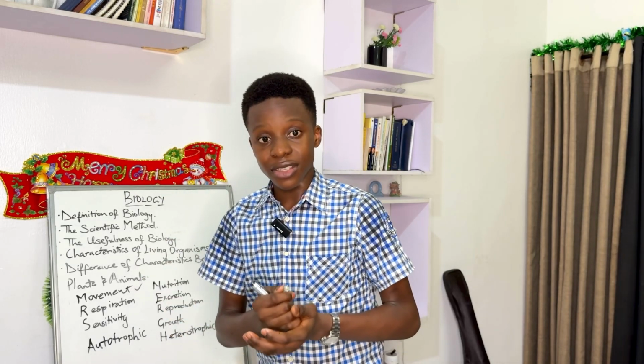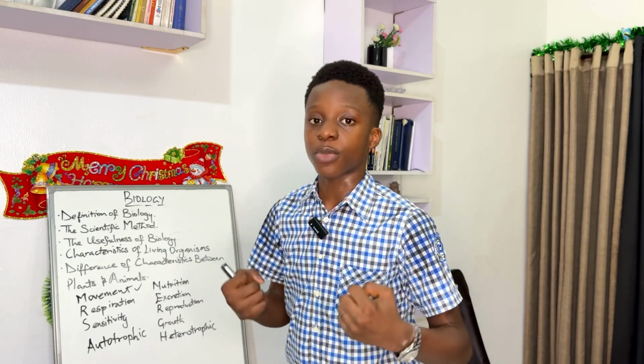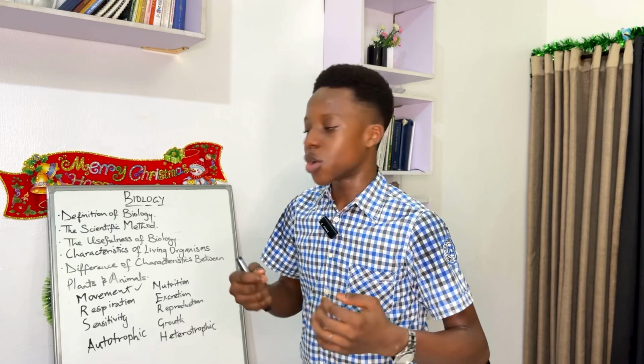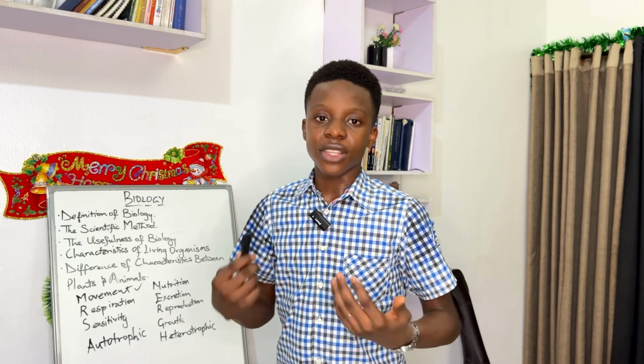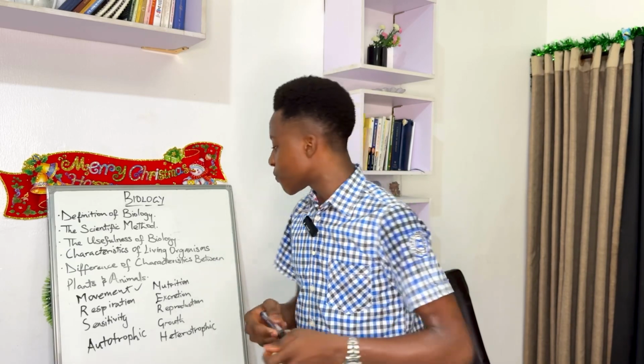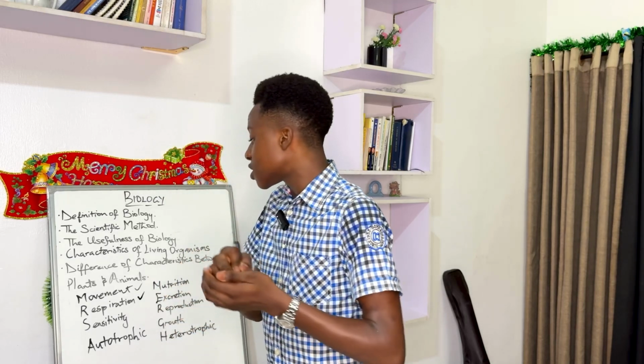Due to photosynthesis, plants respire. They don't really have any special organs for respiration, and they respire through the air. So that's the difference between plants and animals. Animals have specialized organs for respiration, such as the lungs, gills, and trachea. Respiration is done. Now let's talk about sensitivity.